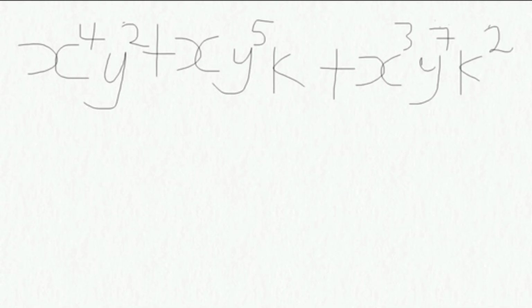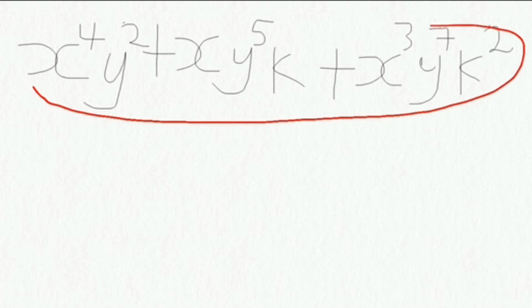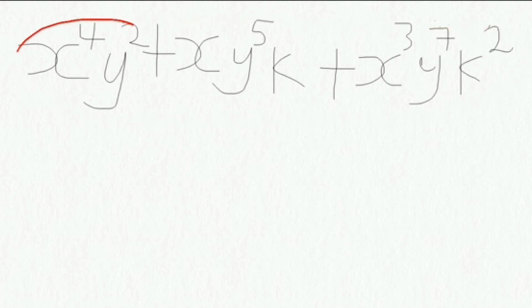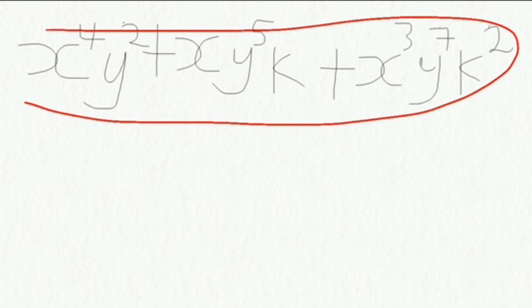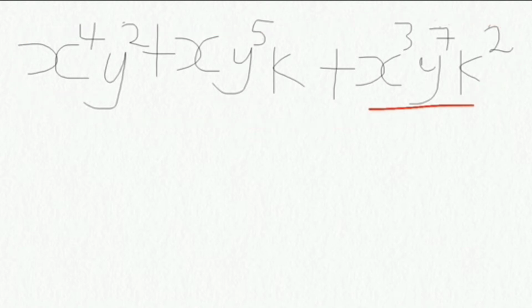Now that we have done with the highest common factors of numbers, let us move to the highest common factors of variables. You can see that we have 3 terms. This is term 1, second term, and then the third term. Now to find the highest common factors of variables, a variable must be common to all the 3 terms.